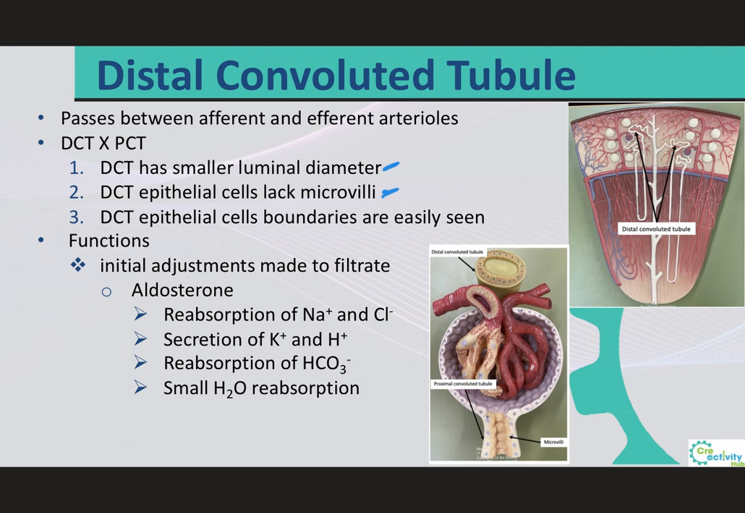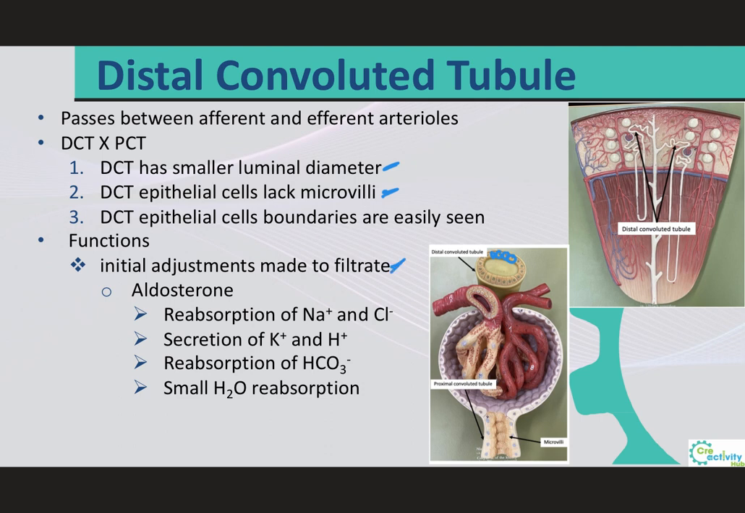Now, in order to avoid cell damage, the amount of water and salts in the blood needs to be kept regulated, and the nephron plays a vital role in this. The distal convoluted tubule, which is made up mostly of simple cuboidal cells, is the place where the initial adjustments are made to the filtrate.